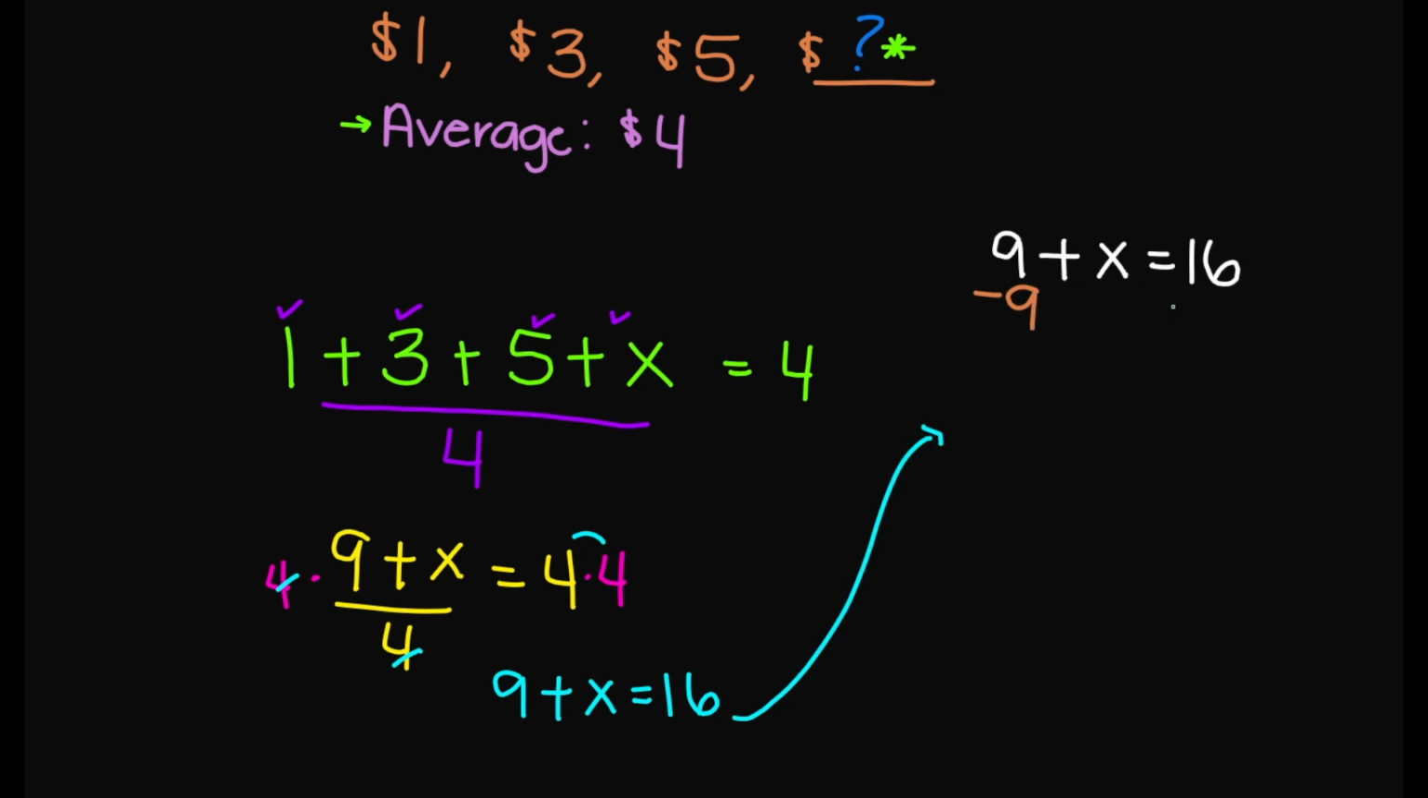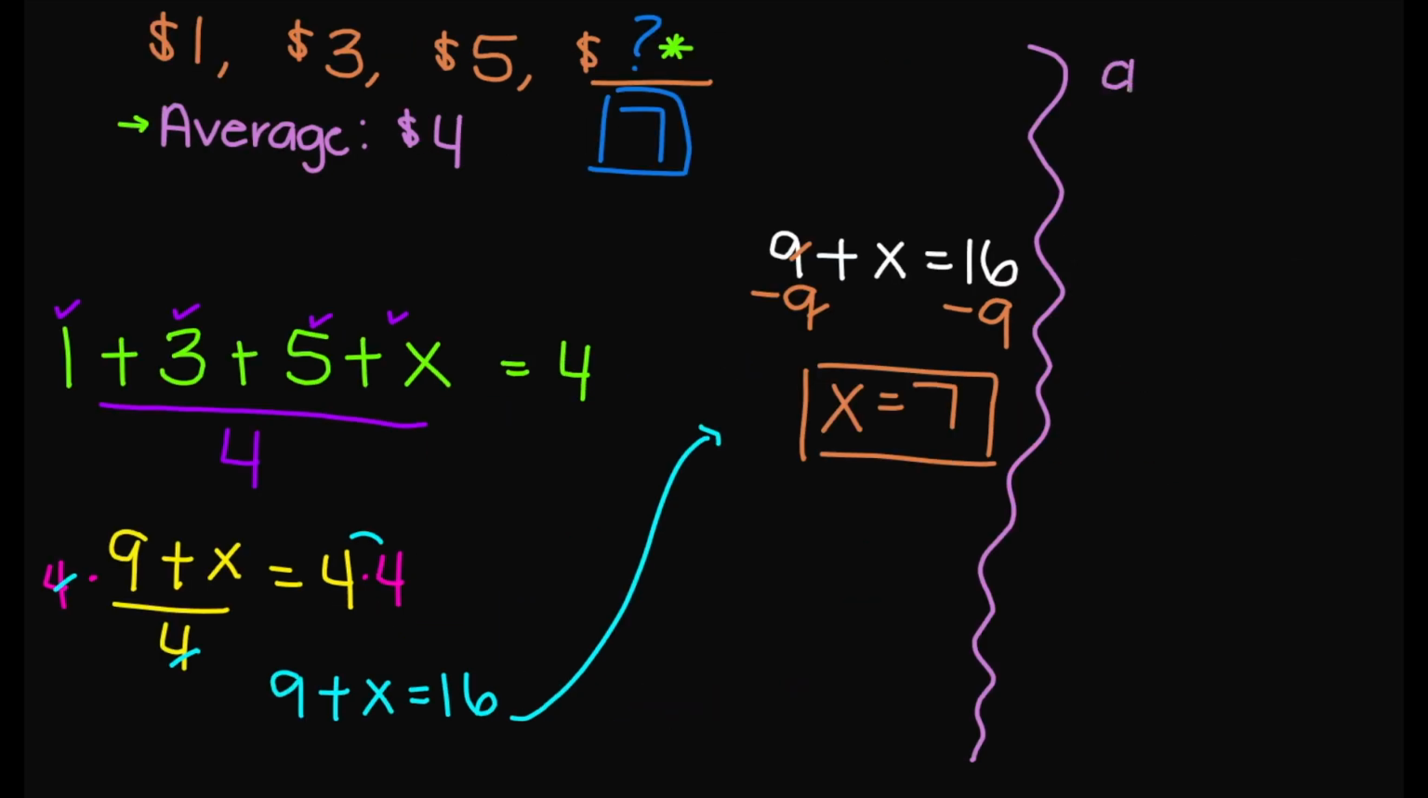Now I'm going to subtract 9 from both sides because I need to get x by itself to find out what my other value is here. My 9's here cancel out, and my answer here, 16 minus 9, x is going to equal 7. So your missing value for this data set is going to be the number 7.